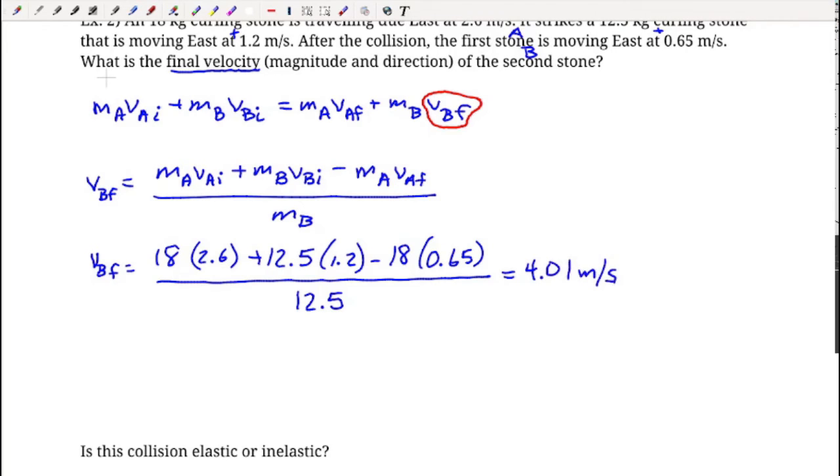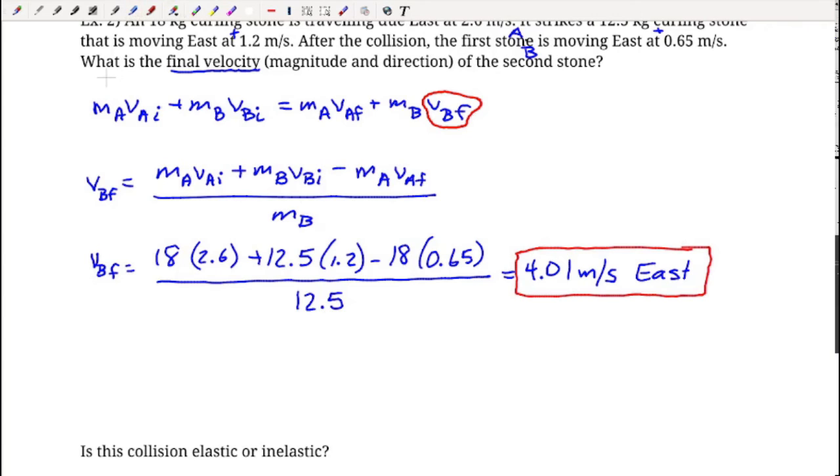And in this case, I do have a reference for a positive direction because I was talking east. Everything was going east, so positive is still going to be east as my direction. Now, is it elastic or inelastic? For that, I need to look at the final velocities of both objects.